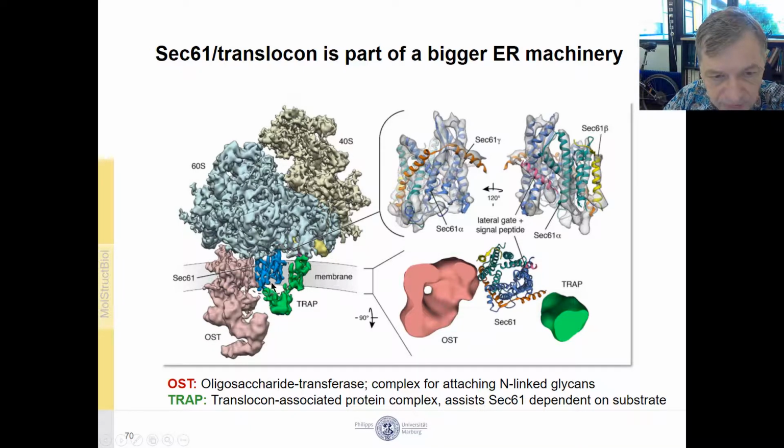But please see, there are additional components now here in these cryo-EET structures to be found. One component is abbreviated OSD and the other is called TRAP. So maybe the simple thing first for TRAP. TRAP is the abbreviation for translocon-associated protein complex. It assists somehow, depending on what kind of substrate is coming up here.